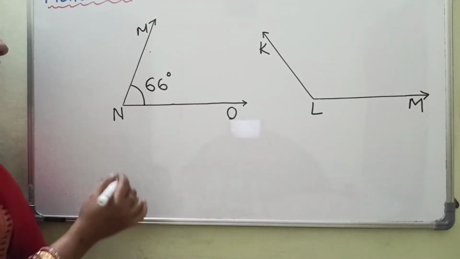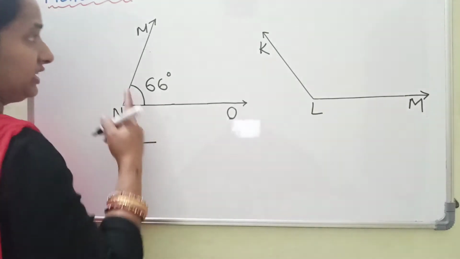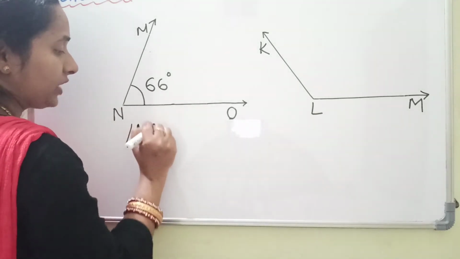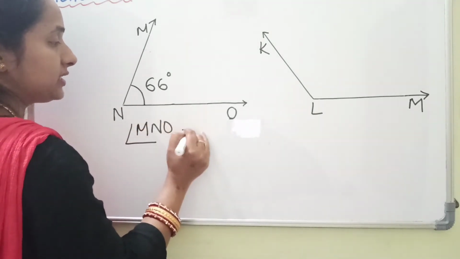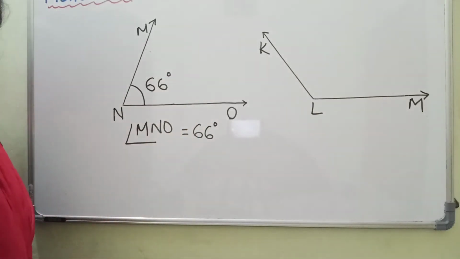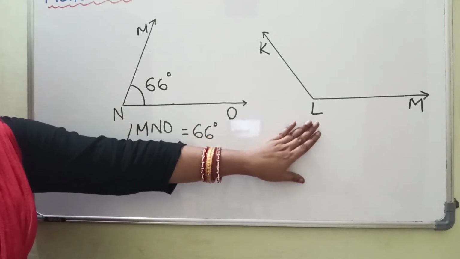So how will we write the measurement of this angle? We will first write the name of the angle. The angle is MNO, and it is equal to how much? 66 degrees. Understood, children? Now let us measure this angle. Children, tell me what type of an angle it is. It is an obtuse angle.